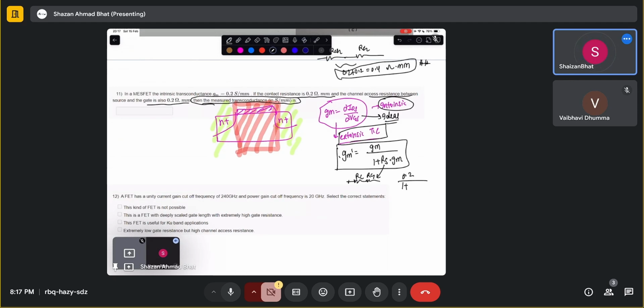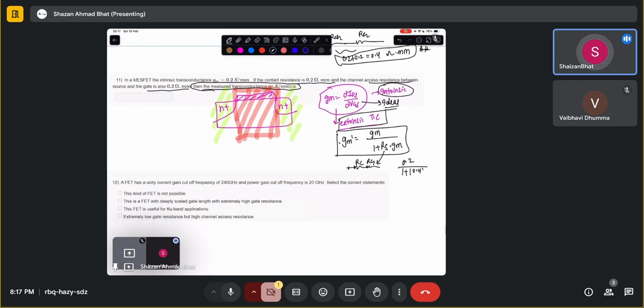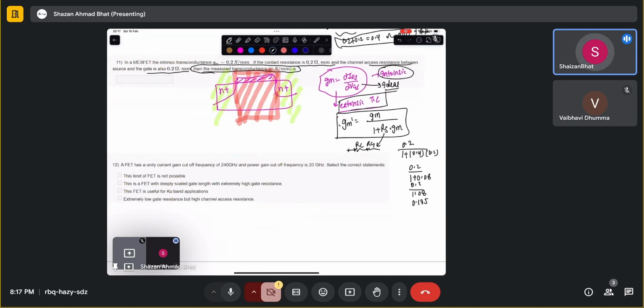And it will be then 0.4 times 0.2, which is given, so you get approximately the answer as 0.2 divided by 1 plus 0.08, which is 0.2 divided by 1.08, which is 0.185 Siemens per millimeter. So the answer of this question is 0.185. Let me still check whether I did it correctly. Mm, 0.185. That is the answer of this question. Siemens per millimeter.